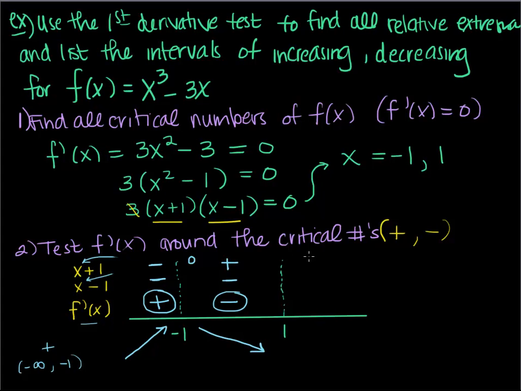Same thing over here with 1. Let's plug in 2. 2 plus 1 is 3. That's positive last time I checked. 2 minus 1 is 1. That's positive also last time I checked. And positive times a positive, that's the value of f prime. That is positive, so that's increasing.